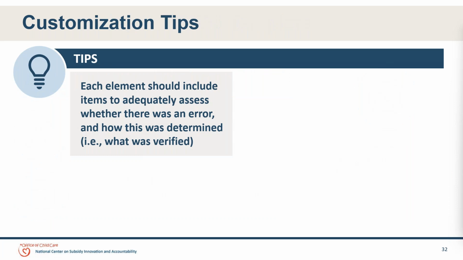Before I show some examples, I'll share a few general tips for customizing your worksheet template. First, make sure that the items you include in column 2 of each element will allow the reviewers to adequately determine whether an error exists. And the reviewer should also be able to record how they determined whether an error exists. So what was verified?